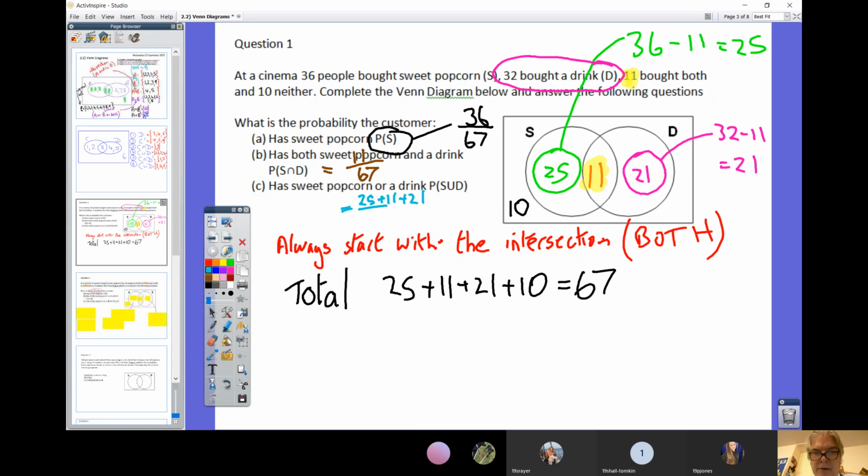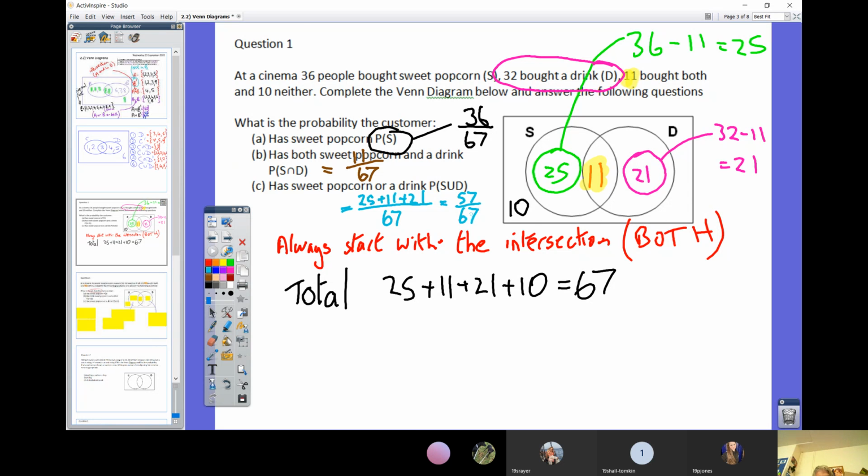No, and the people who had both? Yeah. Add 11. Yep, good. Which makes 57. Good. 57. Good lad, Henry. You're on fire today. Very good. 57 over 67. You're very good. Right. Okay.